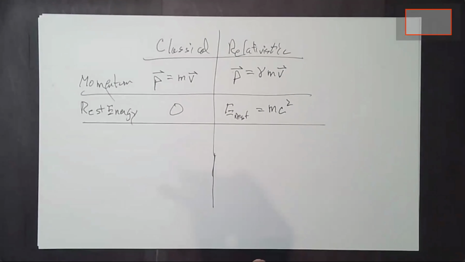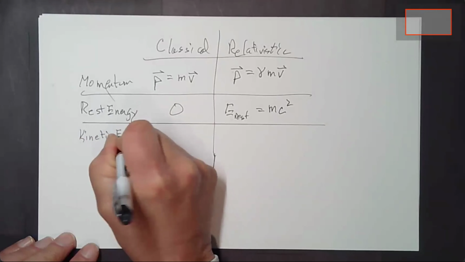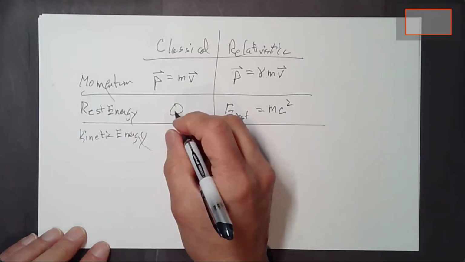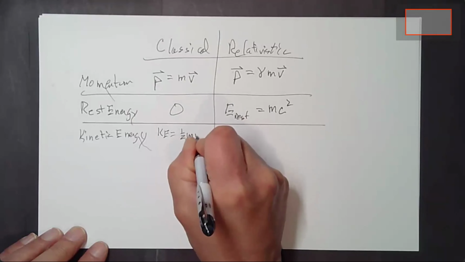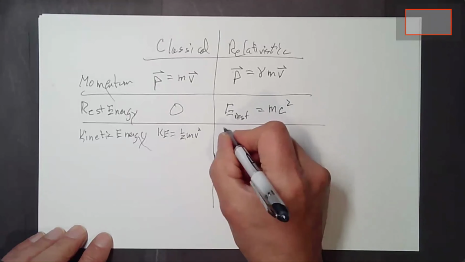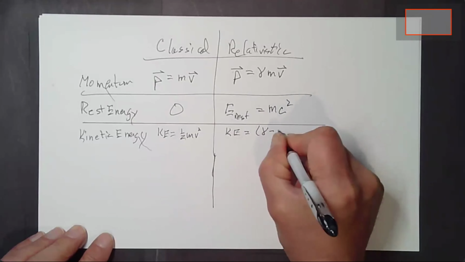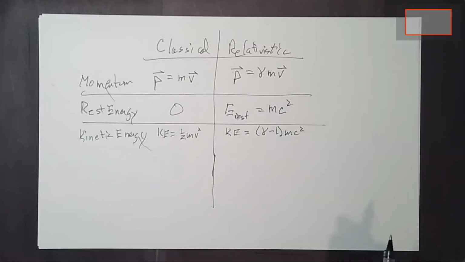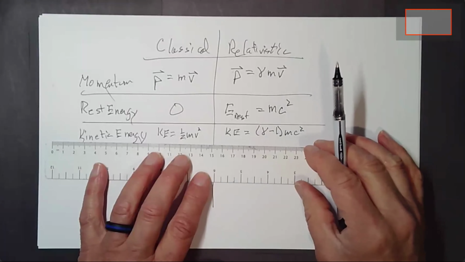Then there is kinetic energy. Kinetic energy in classical, it's KE is just equal to 1/2 mv squared. In special relativity, it looks a little bit different. KE is equal to gamma minus 1 times mc squared. And that's kind of different. It doesn't even have the v in there, although the v shows up in the gamma in relativistic energy.